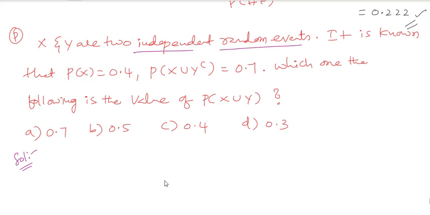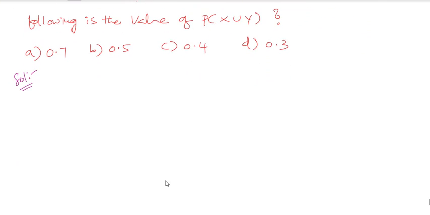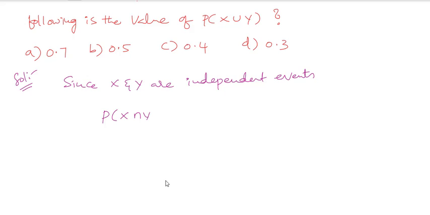So let me take that criteria. Since X and Y are independent events, you can write the probability of X intersection Y as the probability of X times the probability of Y. Am I right or not?